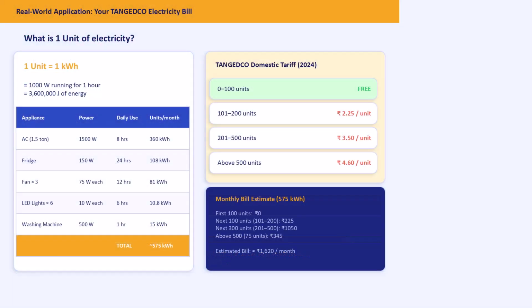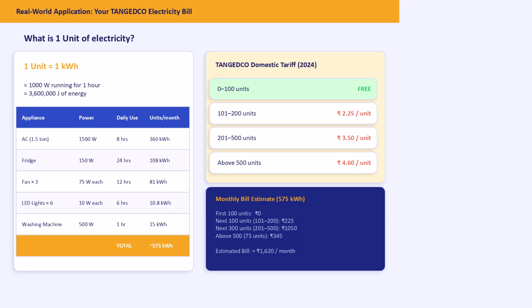Let us make energy real. 1 unit on your TANGEDCO bill is 1 kilowatt hour. That equals 3.6 million joules. A typical Tamil Nadu home with an air conditioner, a refrigerator, 3 fans and LED lights consumes around 575 units per month. The air conditioner alone, running 8 hours a day, accounts for 360 of those units.